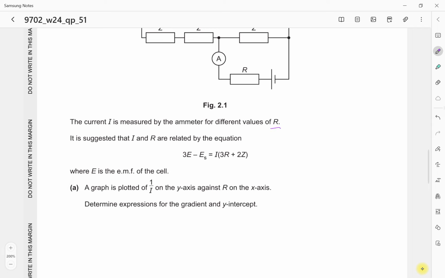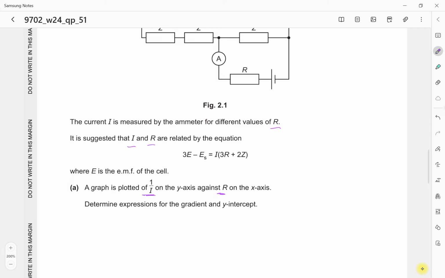It is suggested that I and R are related by the equation 3E minus ES equals I into 3R plus 2Z, where E is the EMF of the cell. A graph is plotted of 1 over I on the y-axis against R on the x-axis. So what does this statement tell us? I'm going to try and make 1 over I the subject, because 1 over I is plotted on the vertical axis.